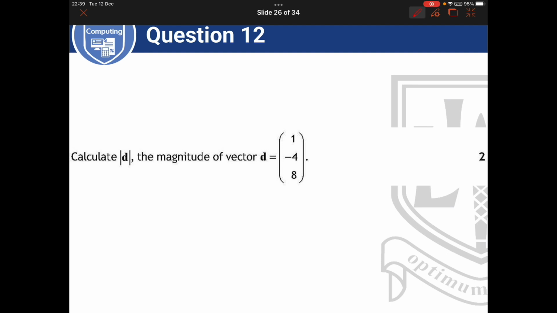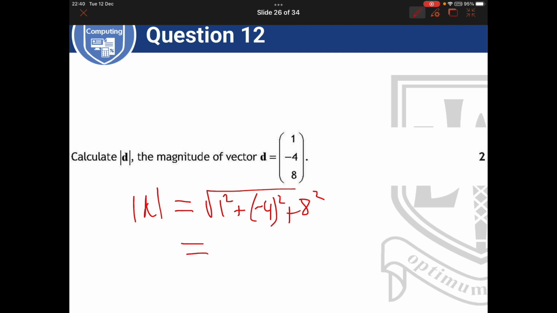Well, the magnitude of a vector is the vector's size, and basically it's a version of Pythagoras we use to find the length or the size of a vector. So the magnitude of d, that's what these two lines represent, a line either side of the letter d. The magnitude of this vector is the square root of each of the terms squared and added together. So 1 squared plus negative 4 squared plus 8 squared. Okay, so let's work that out.